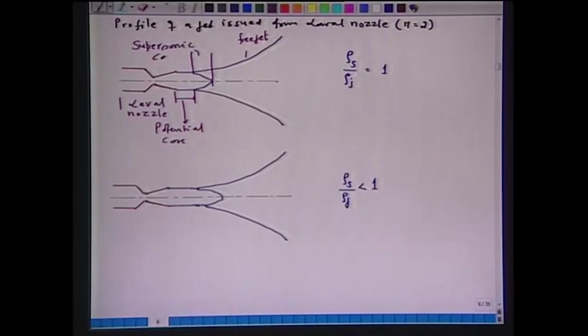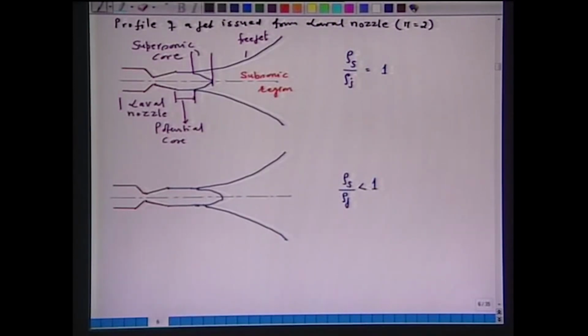This is called the supersonic core, and this is the subsonic region. I am giving here a relative behavior when the ratio of density of surrounding to density of jet changes. For example, if this ratio is equal to 1, this is my basis of comparison, then this will be the length of the potential core.